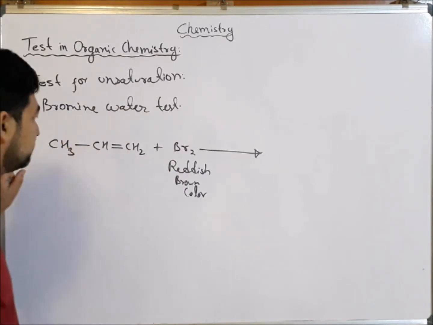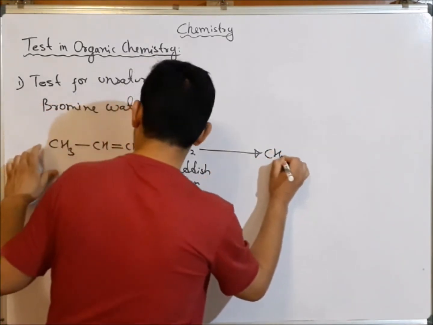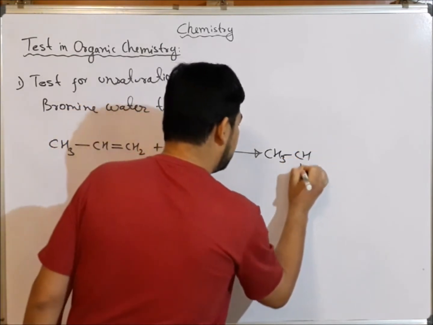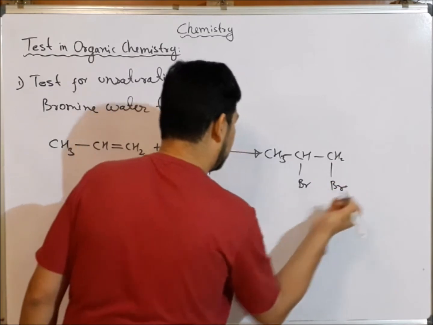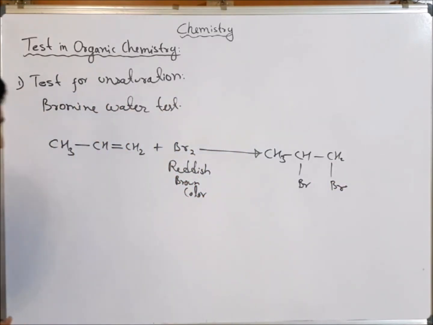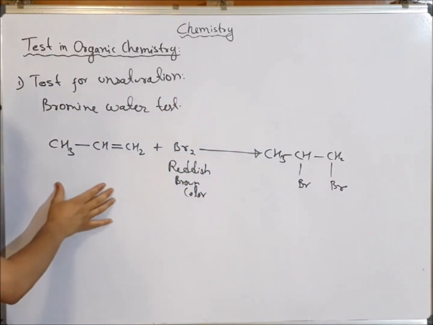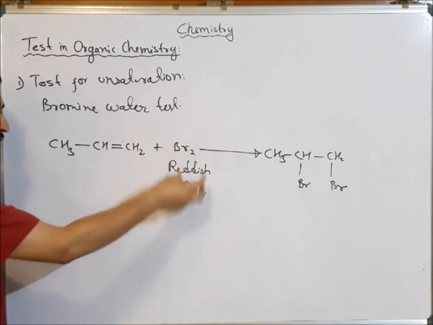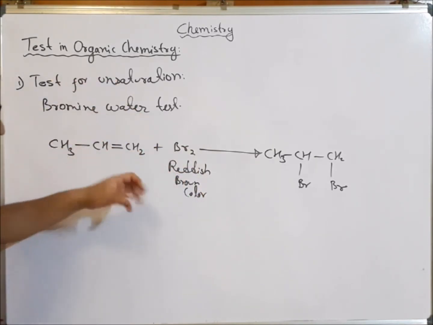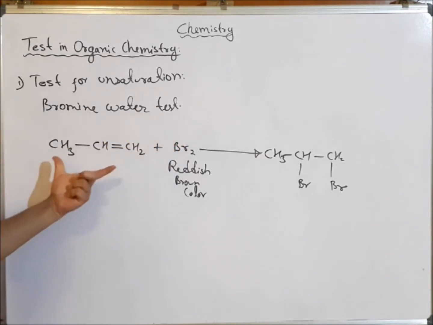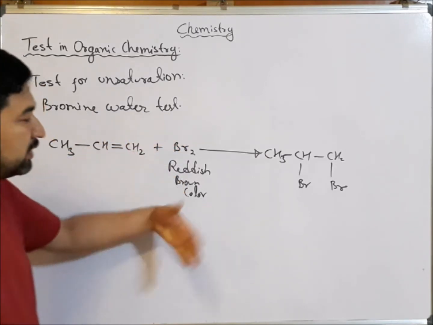Okay, so the product formed will be like this, with Br. Now this is colorless. Initially this is a colorless compound. When we add a few drops of reddish brown bromine, which we call bromine water, it's a diluted one, then we see that the color vanishes.